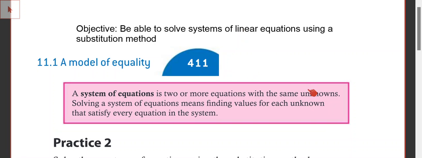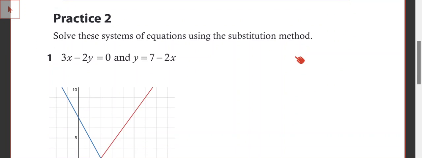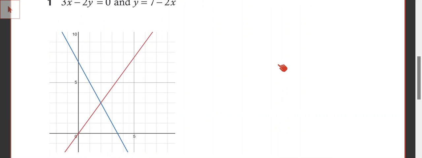So what does that mean? Well, what I did was I used one of the methods for solving these 2 equations, which is a graphical method.